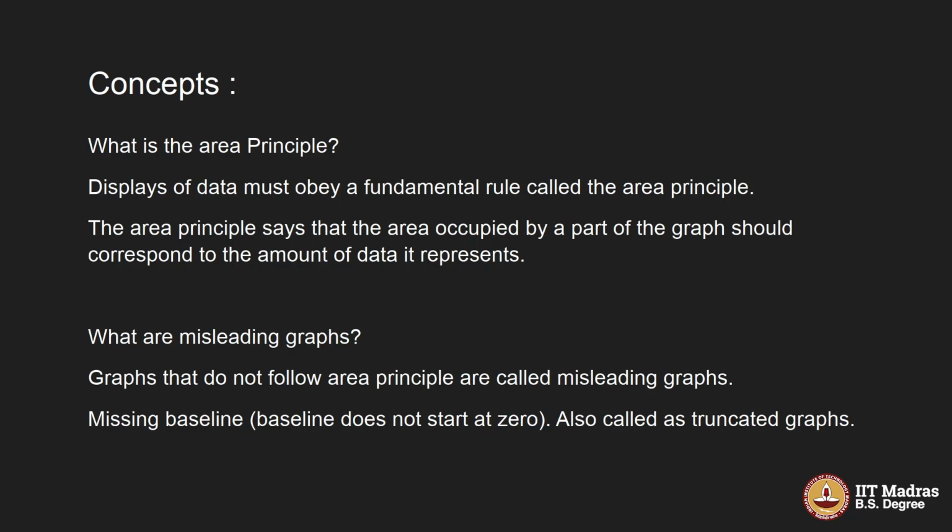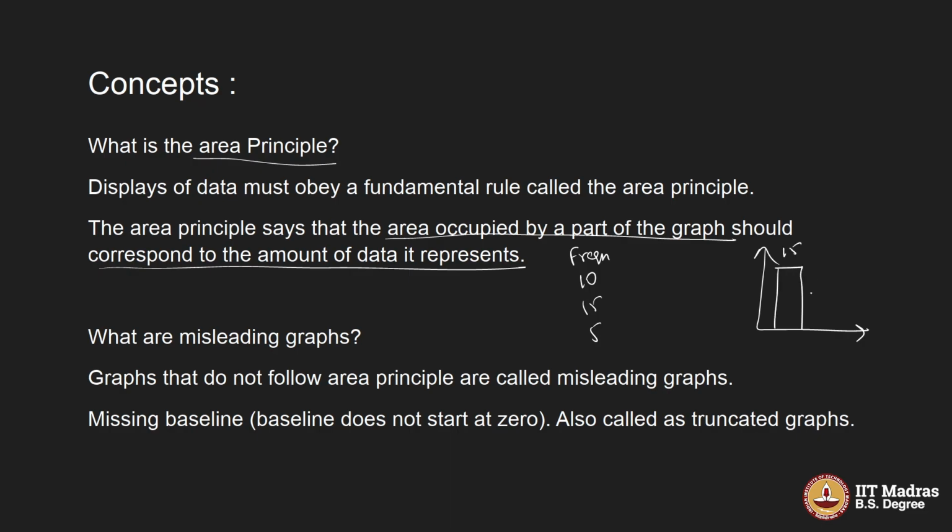Now we have different concepts. First, what is the area principle? A display of data must obey a fundamental rule called the area principle. The area principle says that the area occupied by a part of the graph should correspond to the amount of data it represents. Suppose we have data with frequencies 10, 15 and 5. The bars should correspond to those values: this should represent 15, this should represent 10 and this should represent 5. It should correspond to the frequency value.